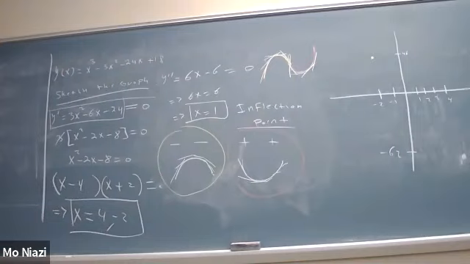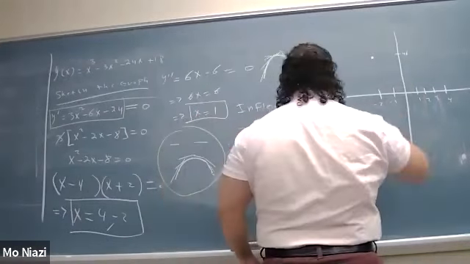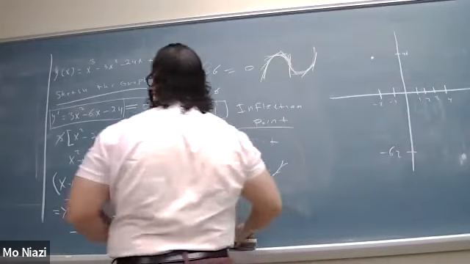Yeah. So we know at x equals 1, we have an inflection point. So where is that on our graph? Where is f of 1? Let's find that out.